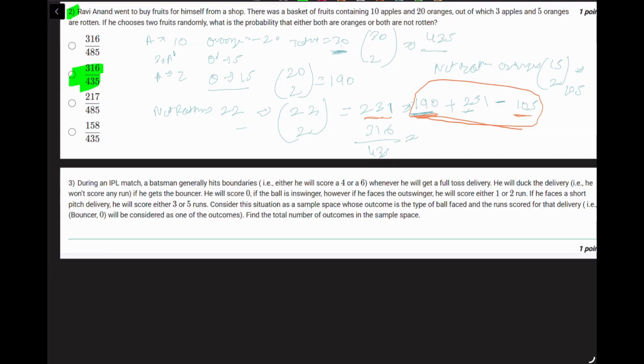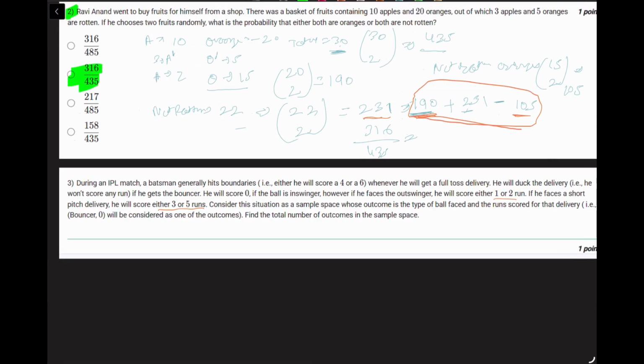Okay. During an IPL match, a batsman generally hits boundaries. Either he will score 4 or 6 whenever he gets a full toss delivery. He will chuck the delivery, i.e., he won't score any run. If he gets the bouncer, he will score 0. If he faces the outswinger, he will score either 1 or 2. If he faces a short pitch delivery, he will score either 3 or 5. Consider the situation as a sample space whose outcome is the type of ball faced and the runs scored for that delivery, i.e., bouncer or 0 will be considered as one of the outcomes. Find the total number of outcomes in the sample space.